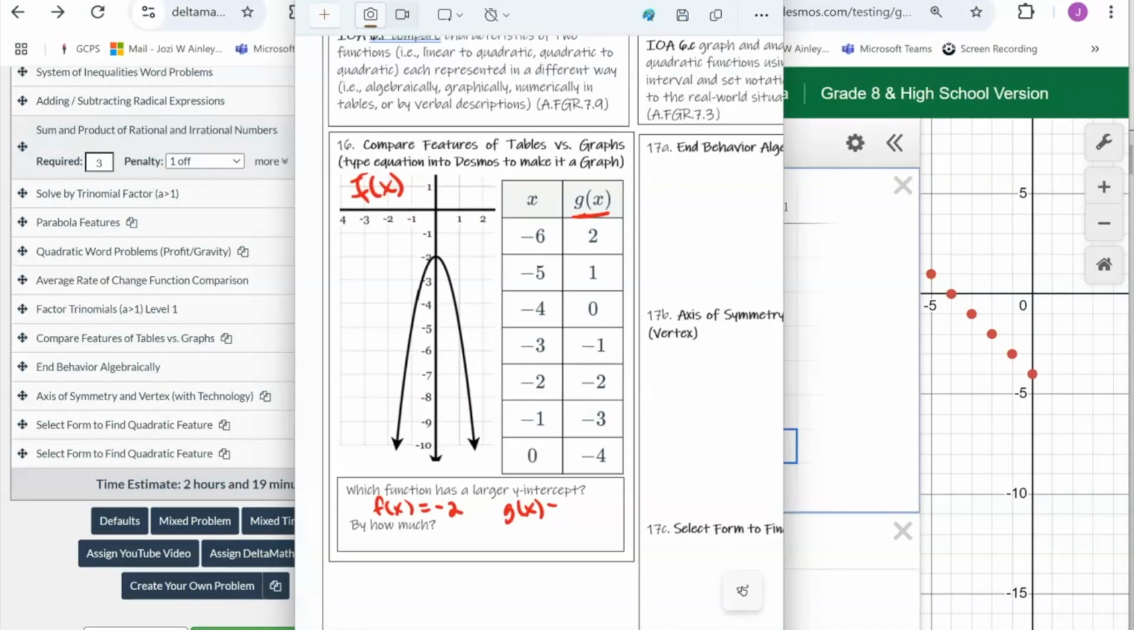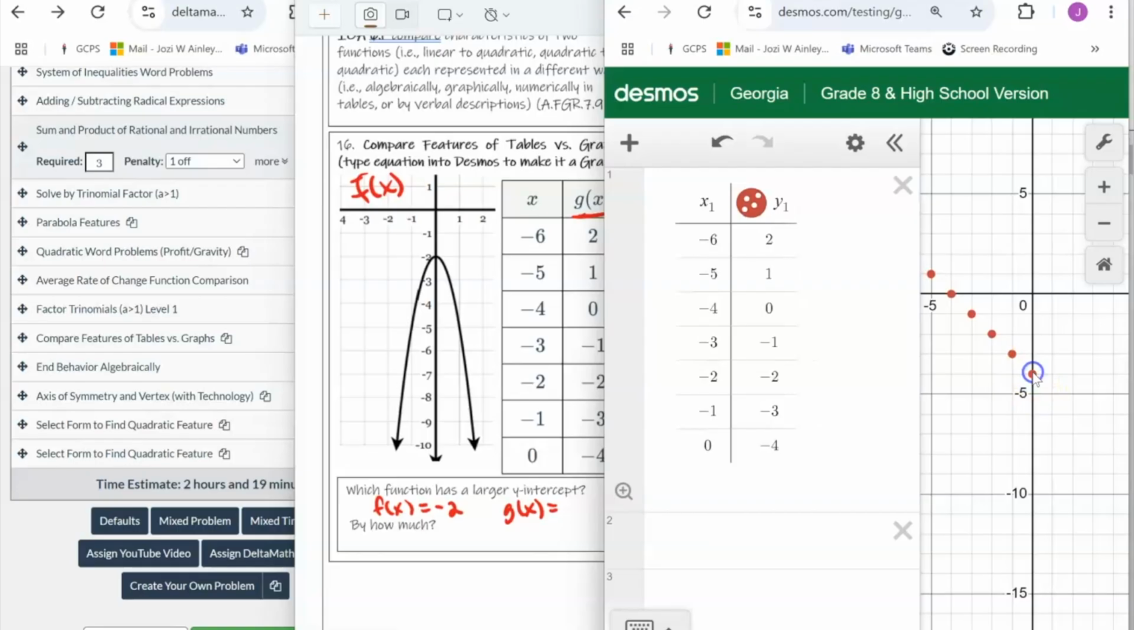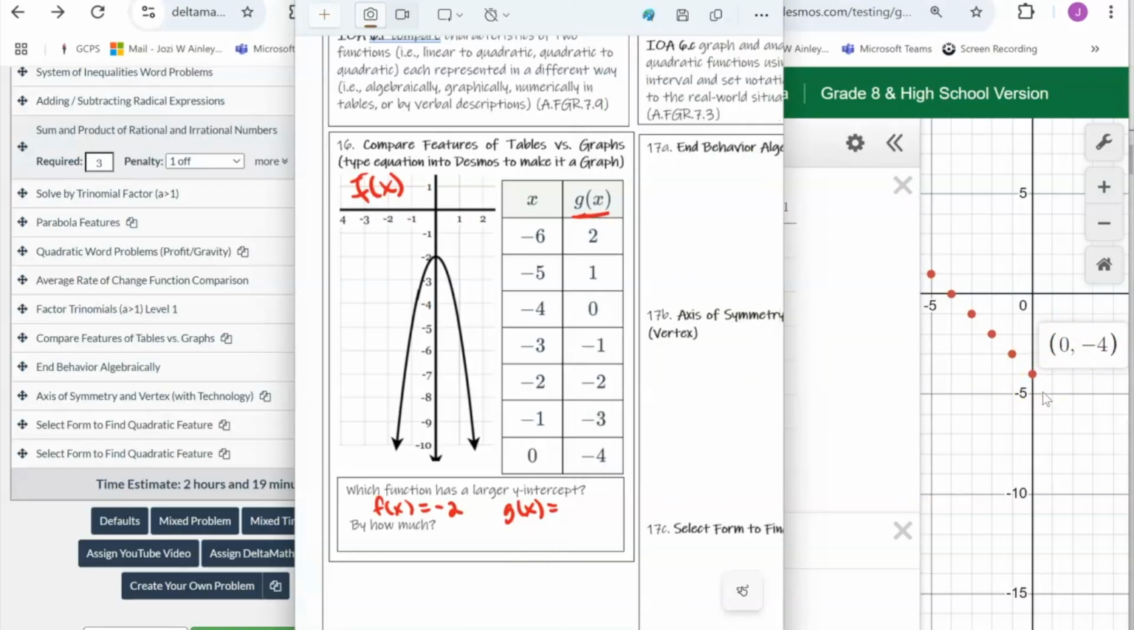What is the y-intercept of g of x? Now, there is a shortcut that I taught you, but if you don't remember it, you're going to come right here. And that's where it crosses the y-axis at 0, what? -4. Okay, so at 0, -4. So it crosses at -4.